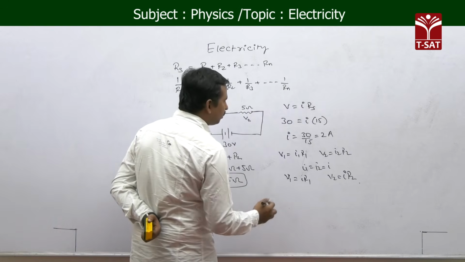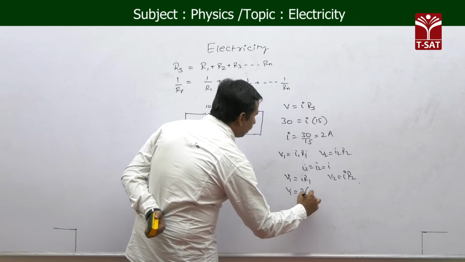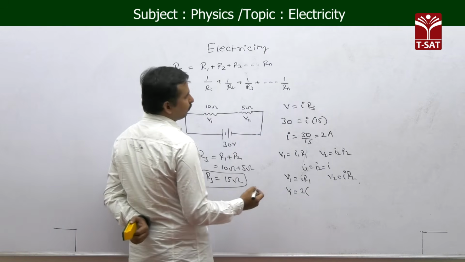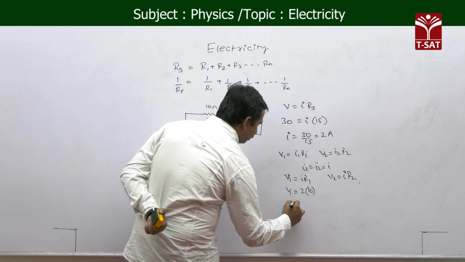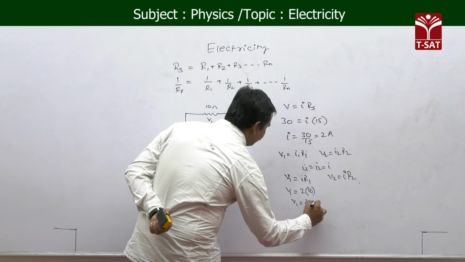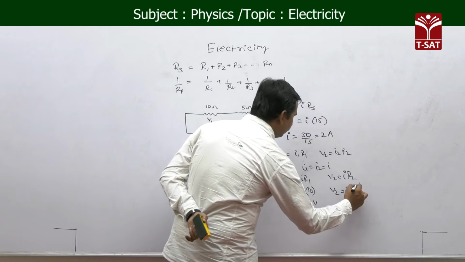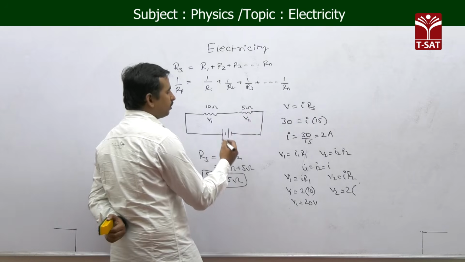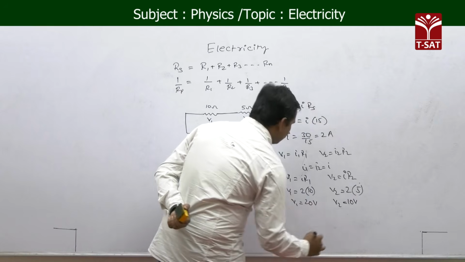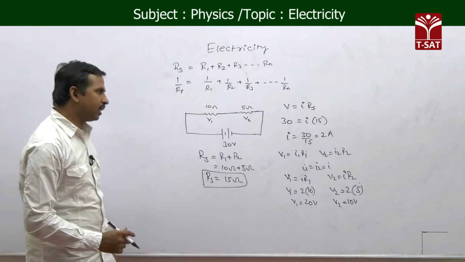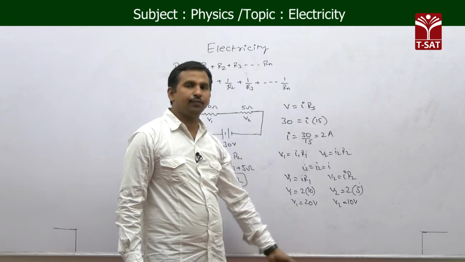Then the V1 value we do not know, I is 2 and the R1 value is 10 ohms, so V1 is equal to 20 volts. Whereas V2 is equal to 2 into the R2 value, which is 5, so 2 into 5 is 10 volts. So finally we got V is equal to V1 plus V2, where V is 30, we are getting 20 plus 10, which is 30.